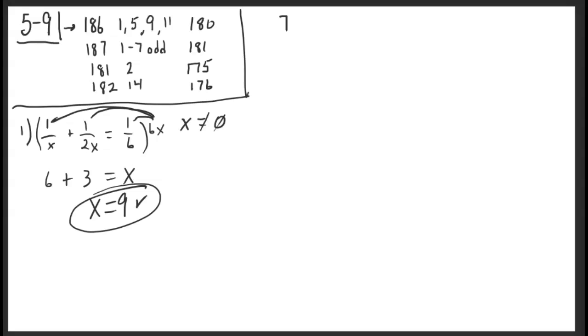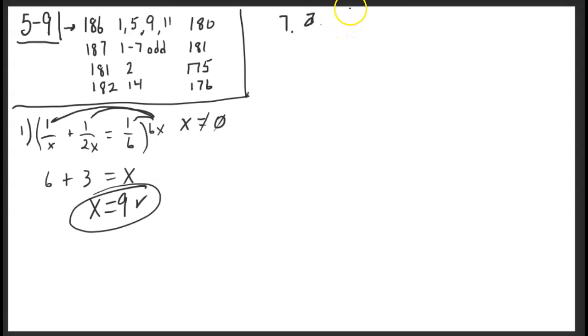It says two numbers are in the ratio 6 to 11. If the first number is decreased by 4 and the second increased by 6, the resulting numbers are in the ratio 4 to 9. Find the original numbers, right? So you might think, oh, that sounds a little bit hard. Well, let's think about our process.